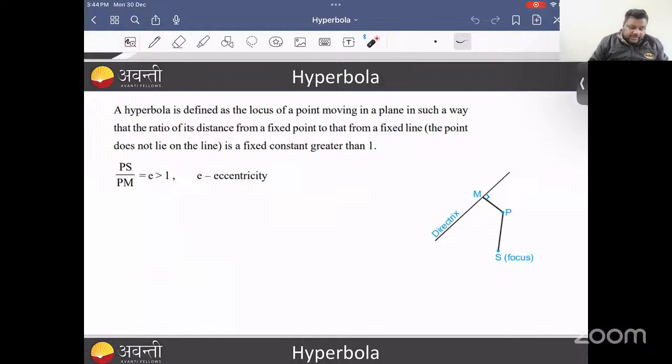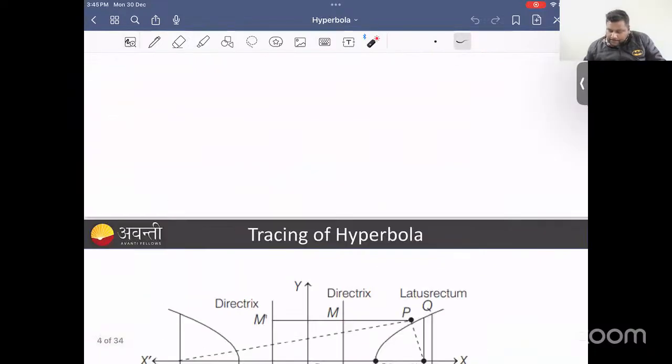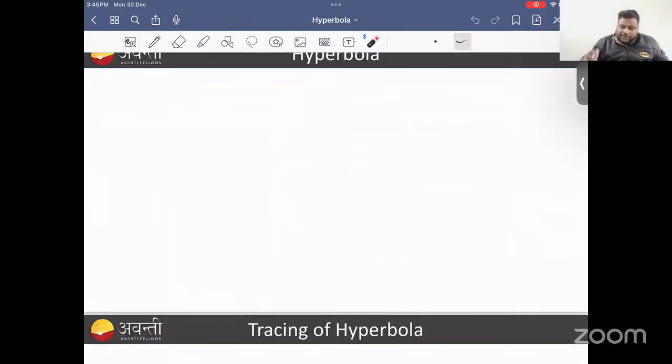Now you must be thinking, a few minutes back I gave the same definition for the ellipse, and I told you the same definition for the parabola also. But remember, this constant ratio PS upon PM is different in all three cases. Here, this ratio, the eccentricity, is greater than 1. Since this ratio is more than 1, we call the fixed line the directrix. Am I clear? Fair enough? Now, let's derive the standard equation of hyperbola.